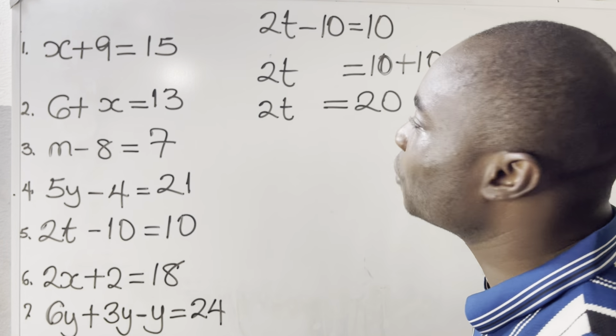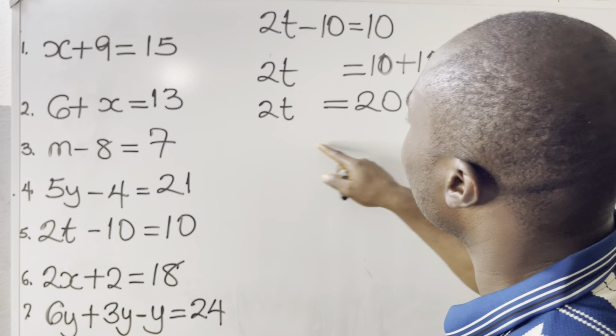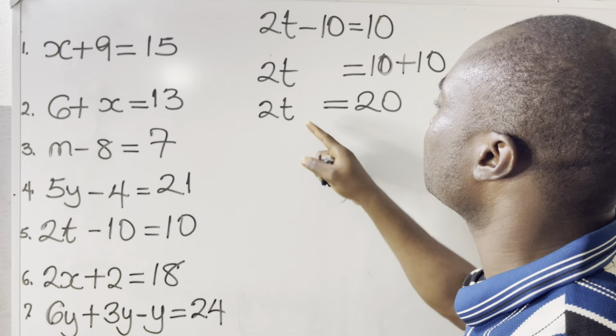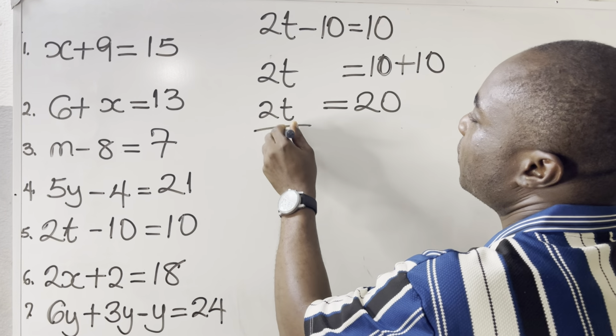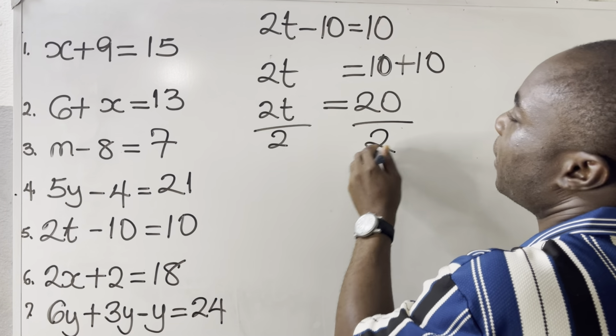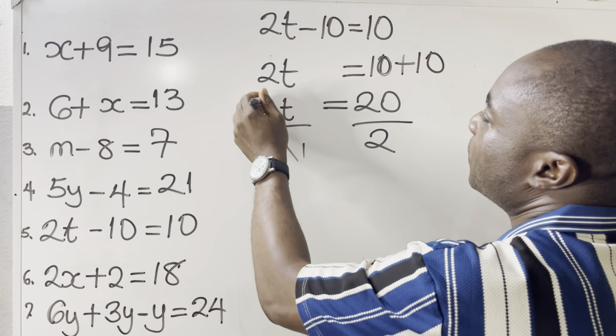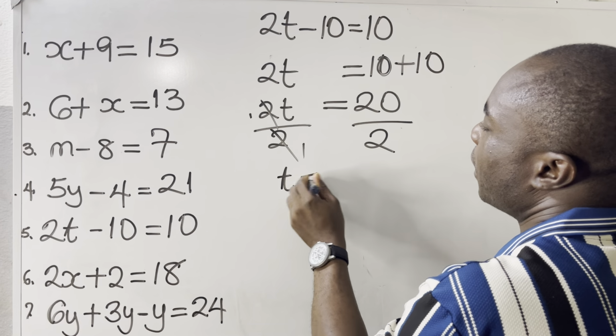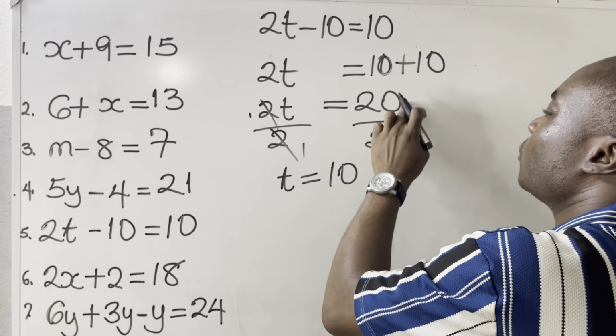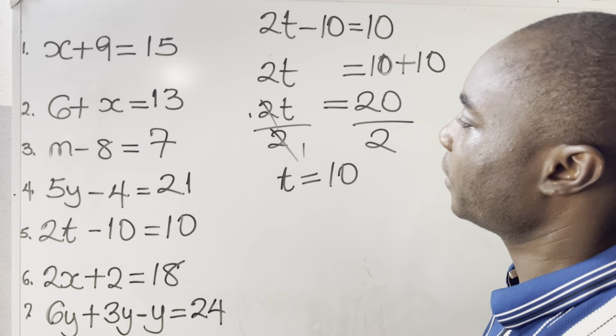So the next thing we'll do, we'll divide both sides of the equation by the coefficient of t. So divide this side by 2, divide this side by 2. So this cancels out this, we're left with t, and that is 10, because 20 divided by 2 is 10.